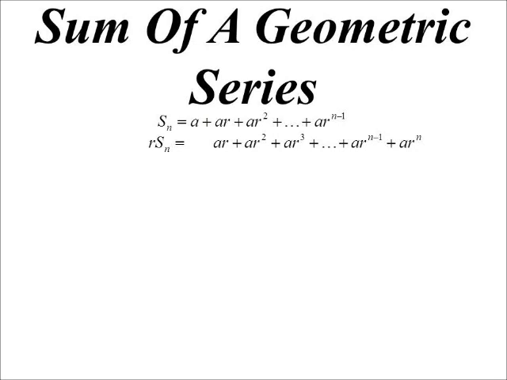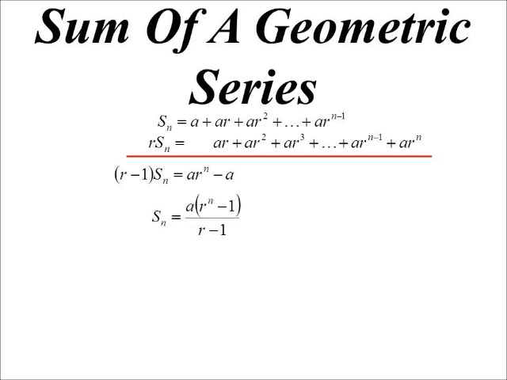So if I subtract, and I've done the bottom one minus the top one, I get r minus 1 sum to n is ar to the power of n minus a. Divide by r minus 1 and we get the formula that you may be used to seeing. Now we tend to use that formula if the ratio's bigger than 1. It doesn't matter about the plus or minus, I'm just talking about the actual magnitude of the number. So we tend to use that one.